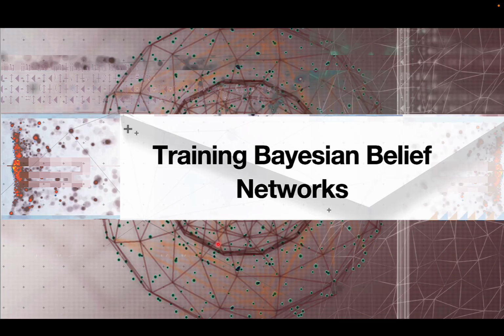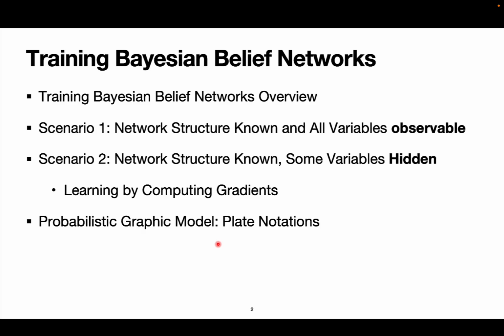In this lesson, we will discuss training Bayesian belief networks. We will start with reviewing Bayesian belief networks, then move to training the networks, where we will focus on two scenarios: when the network structure is known and the variables are either observable or hidden. After that, we will touch on the plate notation for representing complex networks.